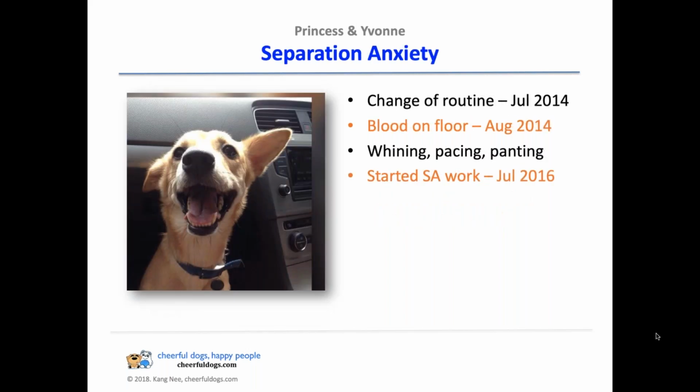And then there was a change of routine. Yvonne changed jobs, so her schedule changed. And one day she found that there was blood on the floor, just on the inside of the front door. She didn't know what was happening because Princess looked all right. There were no complaints from the neighbors. So she had no idea that Princess was anxious during the time that she was away. So we set up a video camera, and you're going to see what we saw then. Because of that, we started working on Princess's separation anxiety. And that was when I was still not a CSAT.